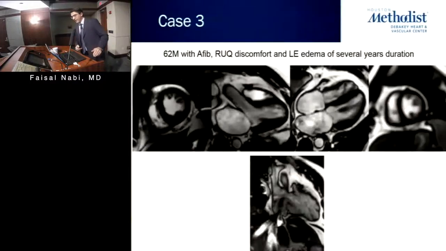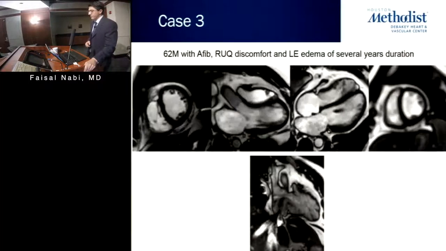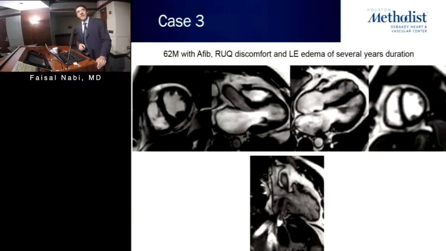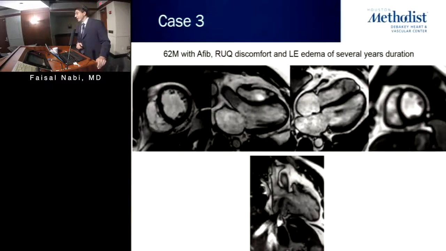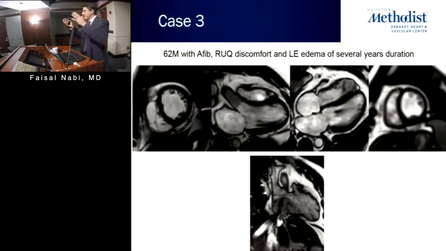Okay, here's the case of a patient with AFib, right upper quadrant discomfort, and lower extremity edema. What you'll hopefully notice is this very thick stripe here, which is a very thickened and, as I will show you, calcified pericardium. And you can see how it has constrained the heart.